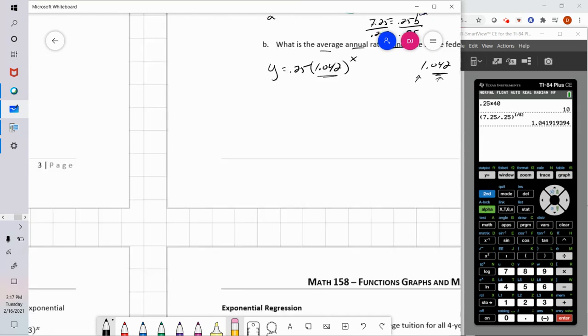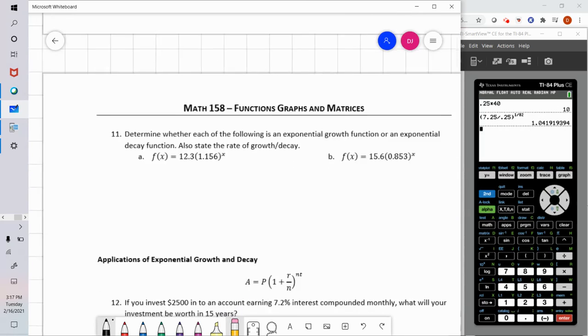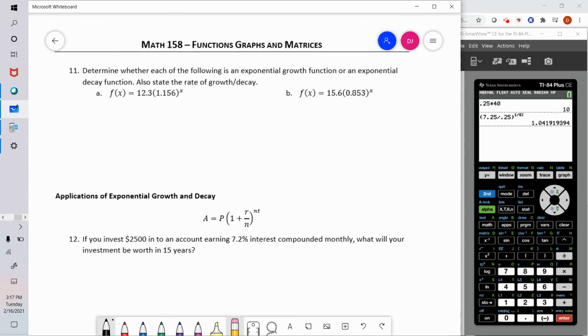All right, so let's move on. And let's talk for a moment about growth and decay before we do two more application type problems.